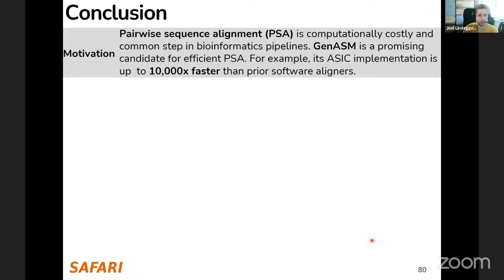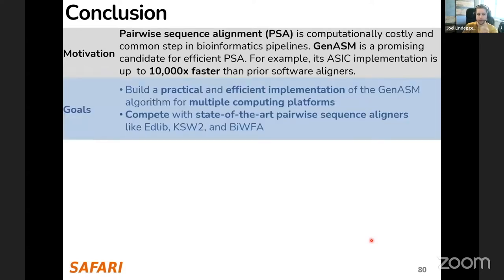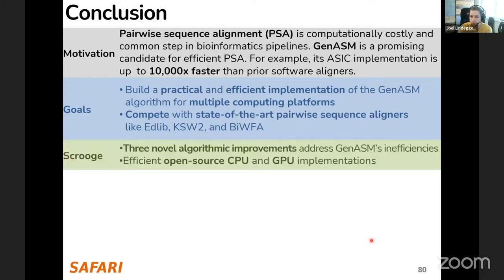So let me conclude by saying, okay, pairwise sequence alignment is computationally costly and a common step in bioinformatics pipelines. Genome is this prior work, and it's a really promising algorithm for efficient pairwise sequence alignment. Our goal was to build a practical and efficient implementation of Genome algorithm for multiple computing platforms and compete with state-of-the-art pairwise sequence aligners. To this end, we proposed Scrooge, which includes 3 novel algorithmic improvements on top of Genome, which addresses some of its inefficiencies.